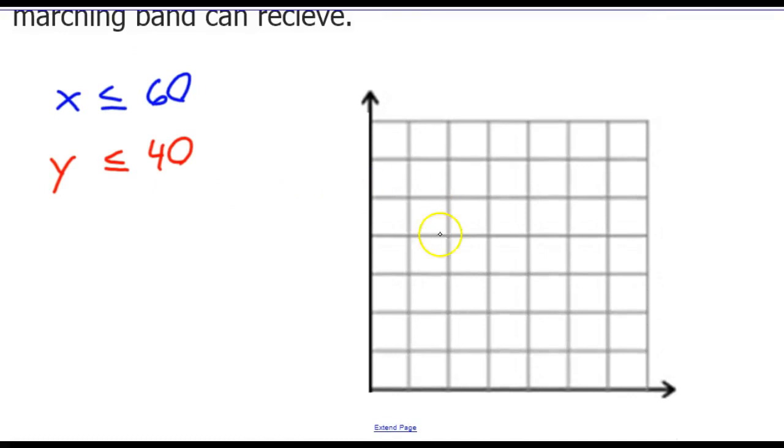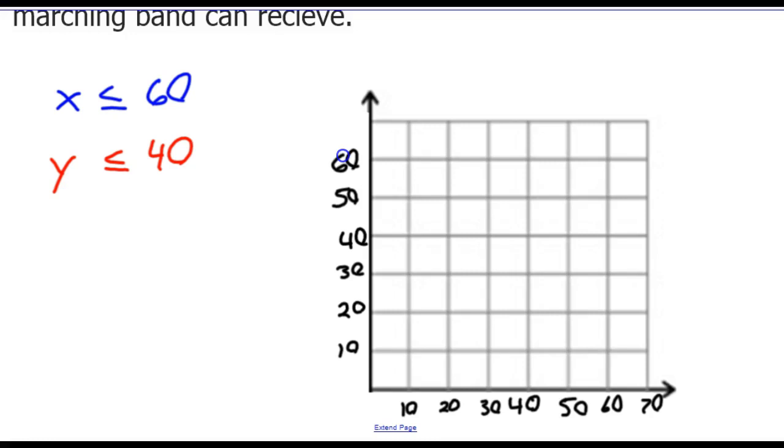So if we were to create one of our graphs here, the x-axis has to go at least to 60, so we could go up by 10: 10, 20, 30, 40, 50, and 60. Go 70 for good measure. And our y has to go at least 40, so we could still go up by 10: 10, 20, 30, 40, 50, 60, and 70.